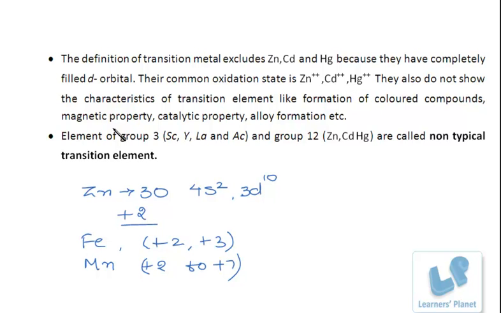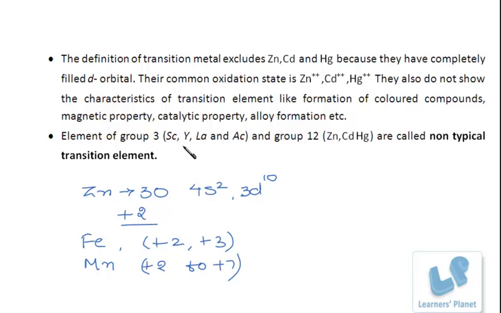They also do not show magnetic characteristics. They do not show catalytic properties; they are not very good catalysts. They do not form alloys either. So these are kept in the d block elements because the electron is entering the d orbital. That's it. They do not show the rest of the properties of transition elements.